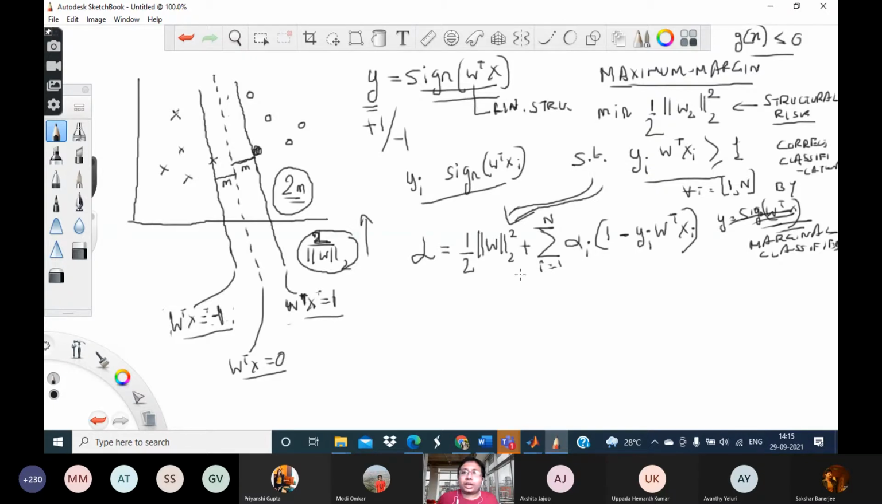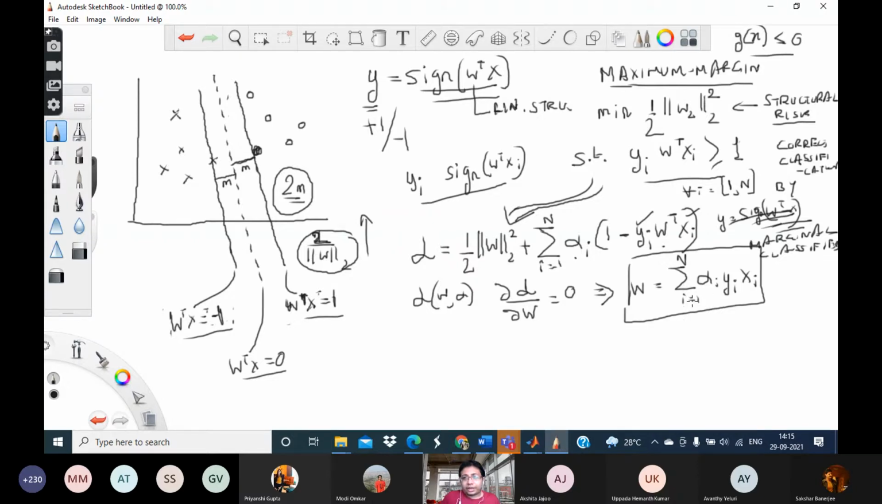Now what do we do? So basically now I know Y, I know X, I do not know alpha, and I do not know W. So basically this is a function of W and alpha. Okay. So now what do we do? First of all, I take the derivative of this loss function with respect to W and I equate it to 0. That gives me this result: W equals the summation of alpha_i y_i x_i, where i is from 1 to capital N.